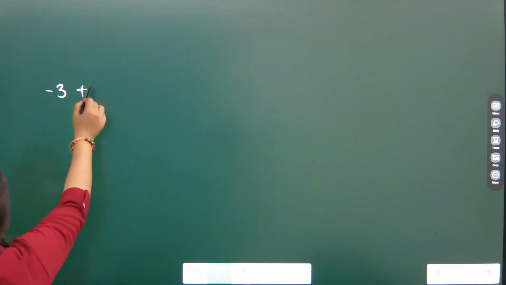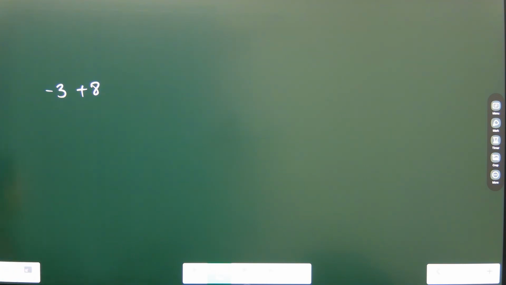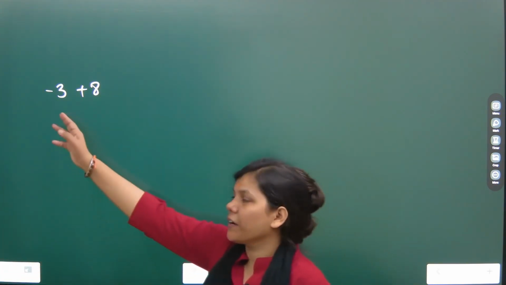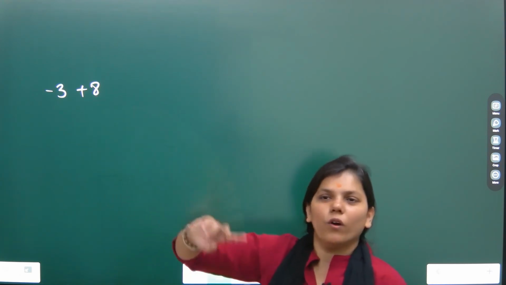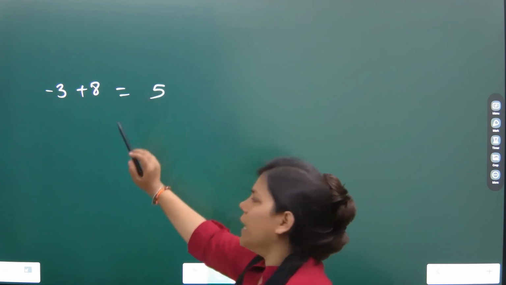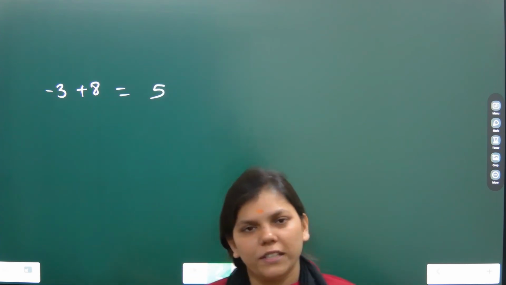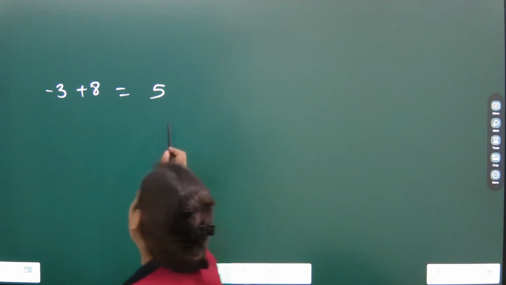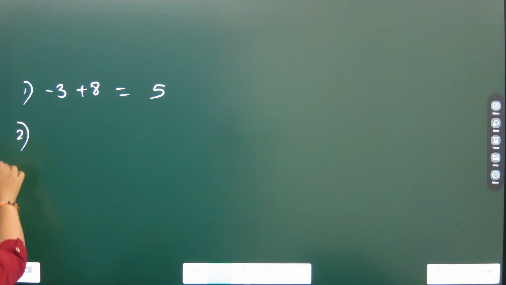Let us say, for example, minus 3 plus 8. Now one number is negative, another is positive. What will we do? We will subtract. Subtracting, we get 5. And which is the greater number? 8. So it has positive sign, so no need to put the positive sign. Okay. Second example.